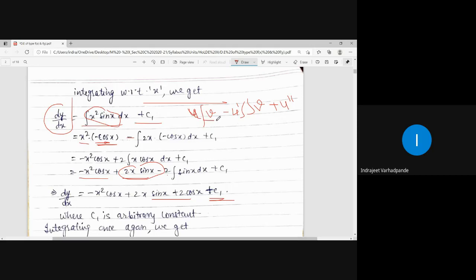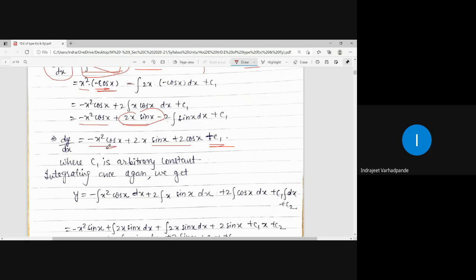u into integration of v, minus u dash into double integration of v, plus u double dash into triple integration of v, and so on. So whenever integration by parts contains integration by parts inside, it is convenient to use the generalized rule for integration by parts. So the integration of x square into sin x dx comes out to be minus x square cos x plus 2x sin x plus 2 cos x plus c1.